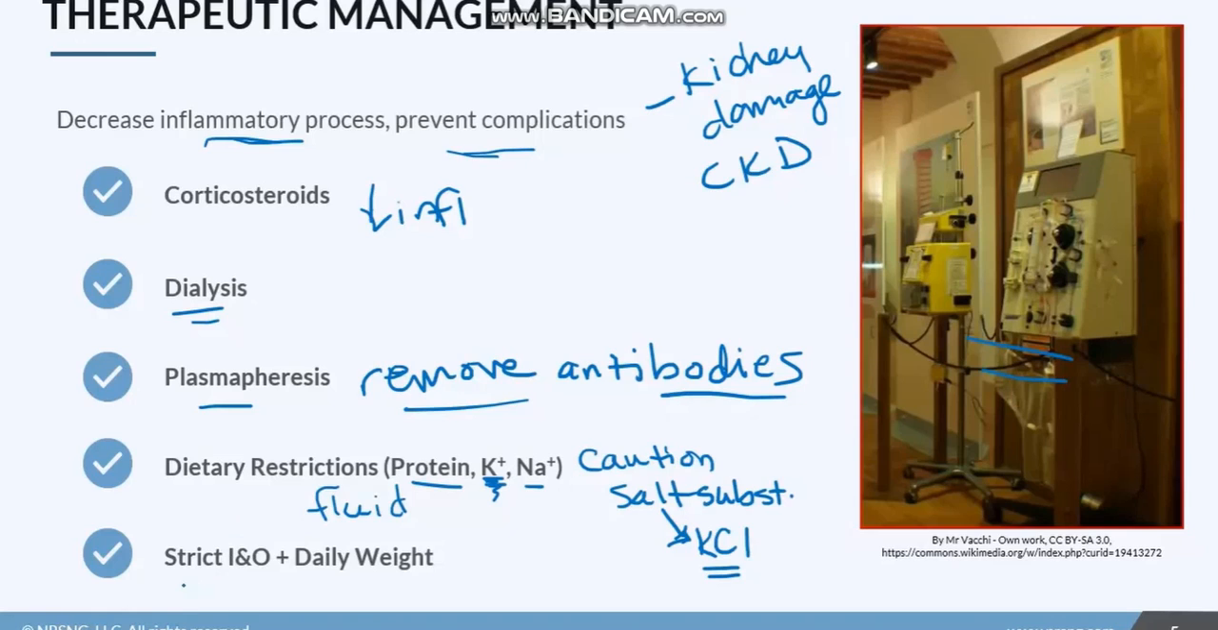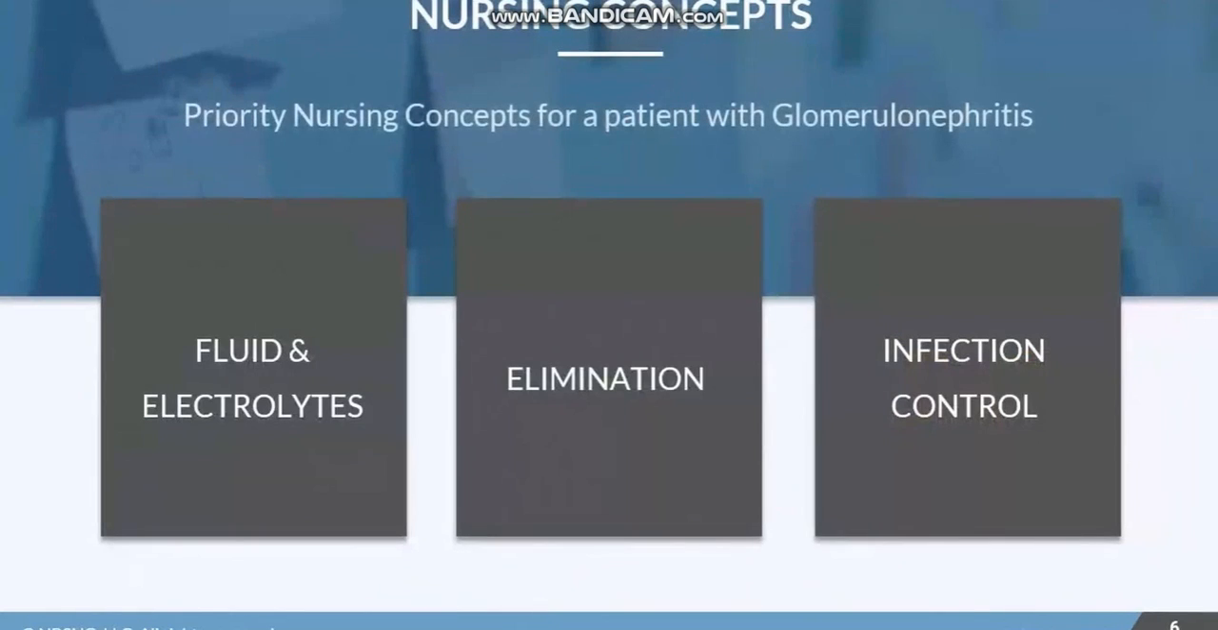And of course, because of that, we're going to measure strict intake and output. We're going to take daily weight so that we can see if they're retaining any fluid. Remember that 1 kilogram of body weight equals 1 liter of fluid retained. So, our priority nursing concepts for a patient with glomerulonephritis are obviously fluid and electrolytes and elimination, because we know this affects the kidneys, as well as infection control, because we want to assess that source of inflammation and prevent any further urinary tract infections. Check out the care plan attached to this lesson to see more detailed nursing interventions and rationales.